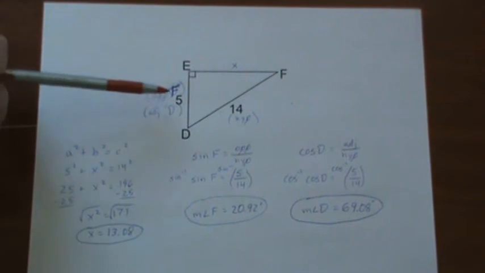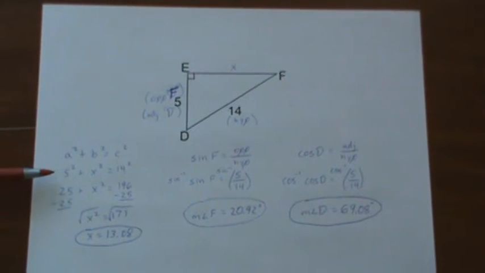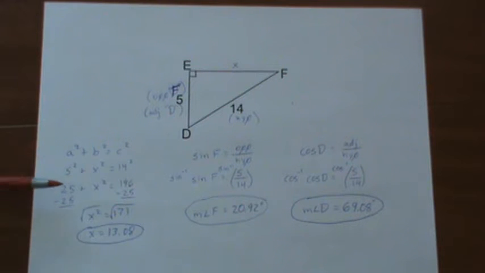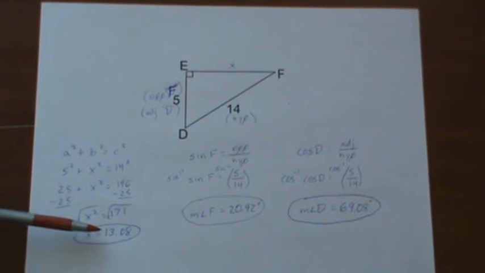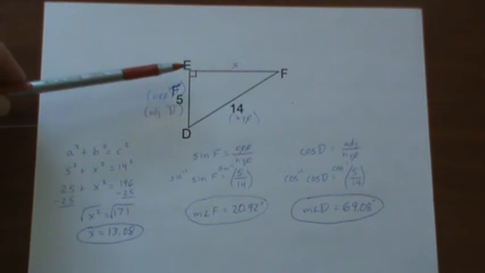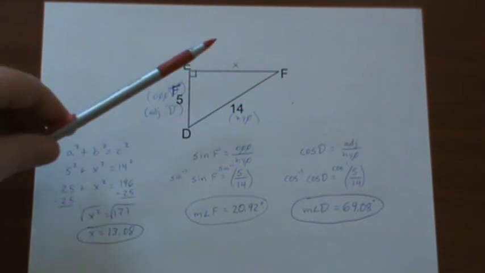So I have 5 squared plus x squared equals 14 squared, which is 25 plus x squared equals 196. I subtract 25 from both sides, take the square root of both sides, I get x equals 13.08 because my directions asked me to round to the nearest hundredth. At that point, I decided that I should start using some trig to get angle measures. I already know that angle E is a right angle, so I'm going to find, say, angle F.